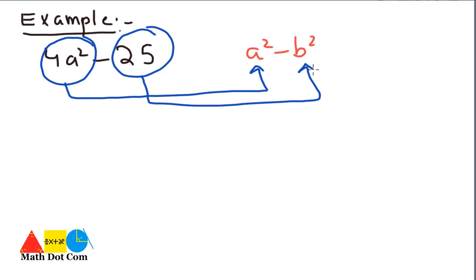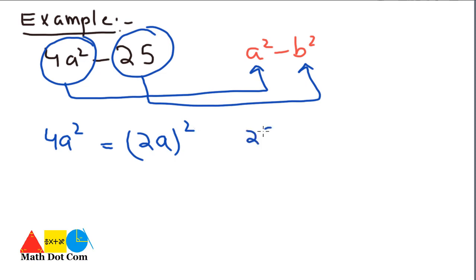So how can we write them? We have to write them in square form. If we write 4a square, here a is a square but 4 is not a square. In order to convert it, we can write 4 as the square of 2. So we can write 2a whole square. If we remove the square, we will get 4a square. So we can write 4a square as (2a) square.